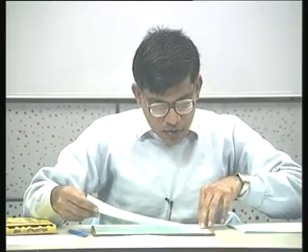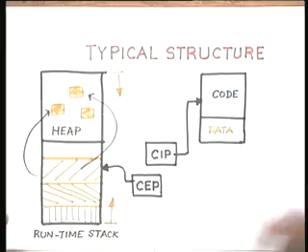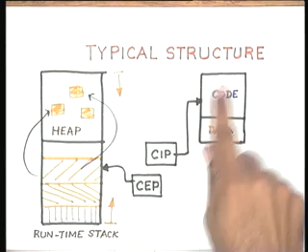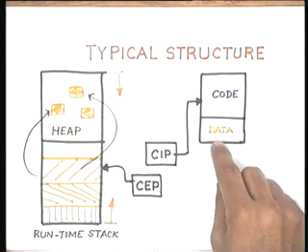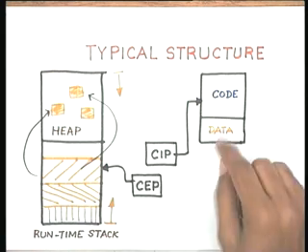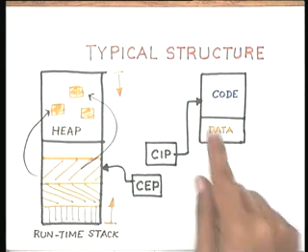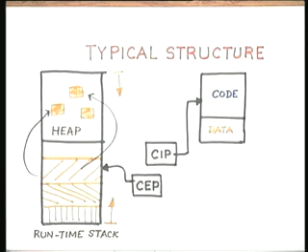So, the typical structure of the runtime environment of a block structured language is something like this. There is a runtime stack, there is a heap. Usually the heap and the stack grow towards each other. There is the code and certain special kinds of data stored along with the code, and there is a current instruction pointer usually stored in a high speed register and a current environment pointer usually stored in another high speed register.